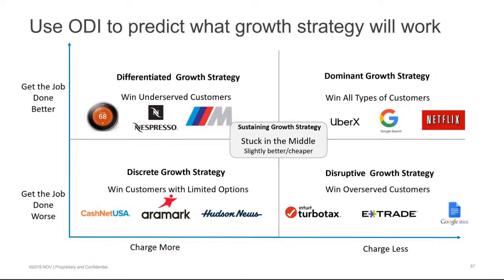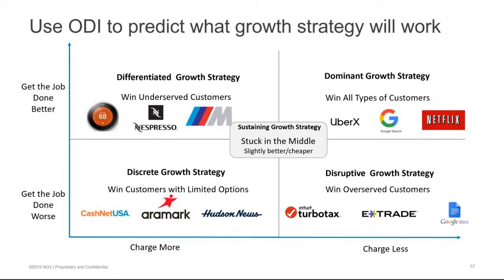If we move up and look at who's doing a better job but still charging more, you're looking at a differentiation strategy, and that's where you're serving the underserved customers. And we're looking at really strong brands like Nest or Nespresso or BMW.